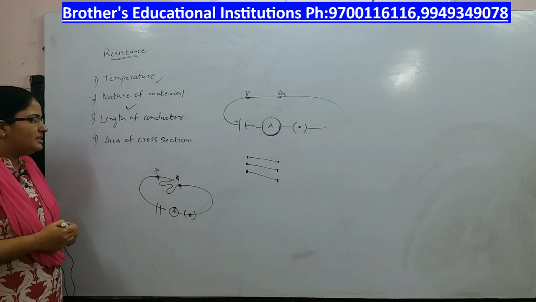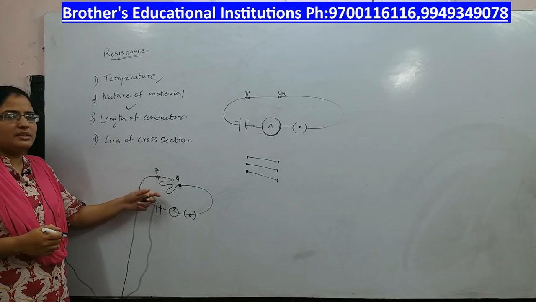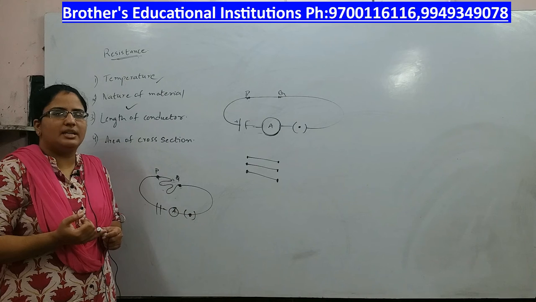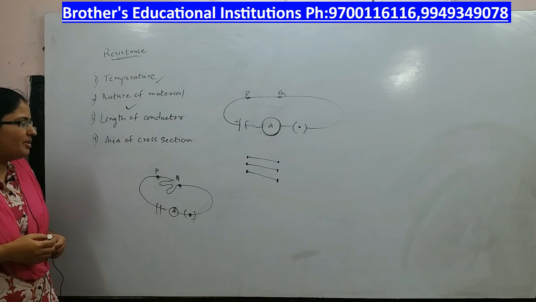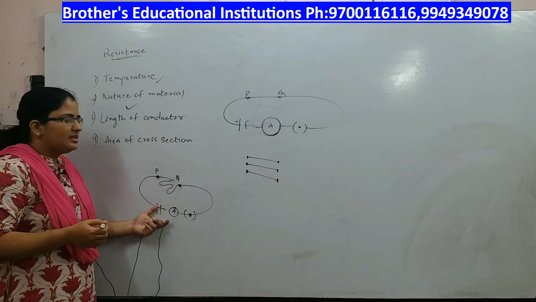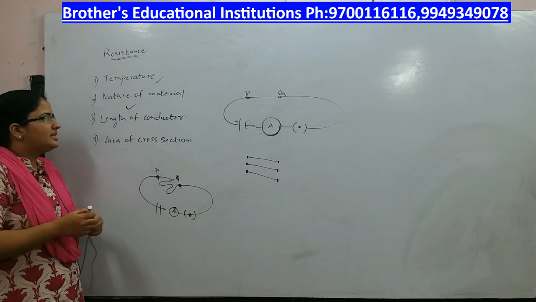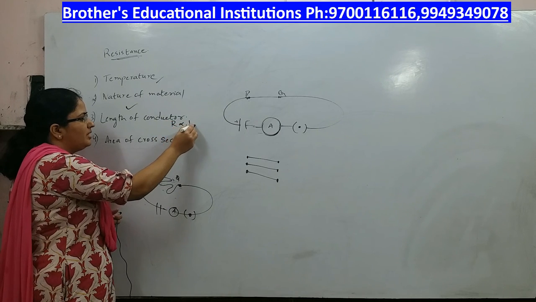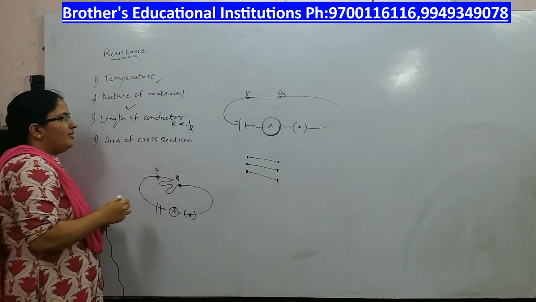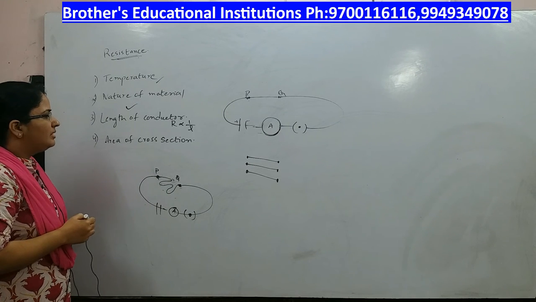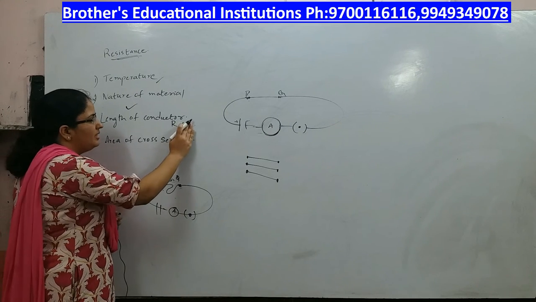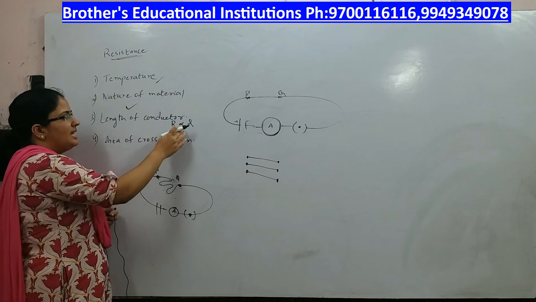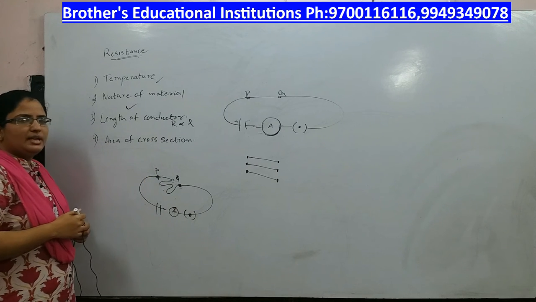What you observe is, as the length of the wire increases, the resistance also increases, because the number of lattice ions and the impurities increases as the length increases. So resistance is directly proportional to the length of the wire. As the length increases, resistance also increases.